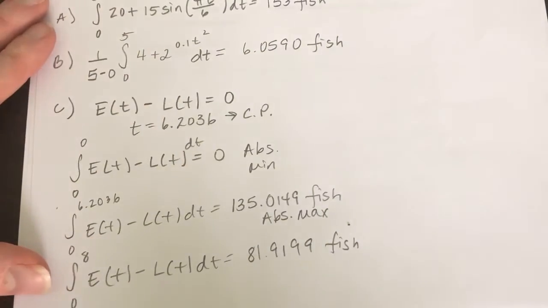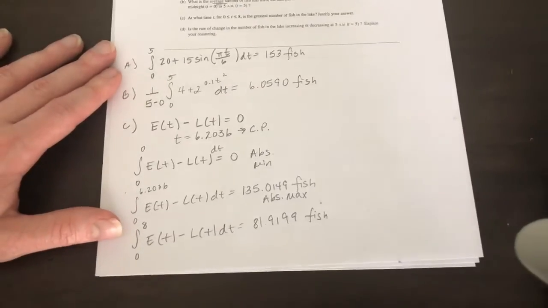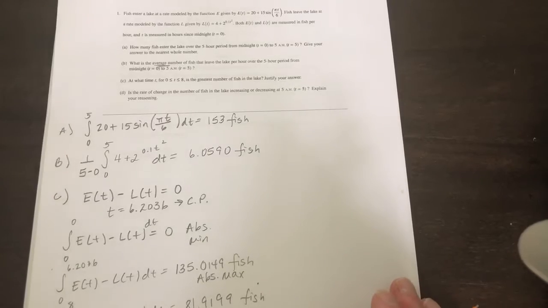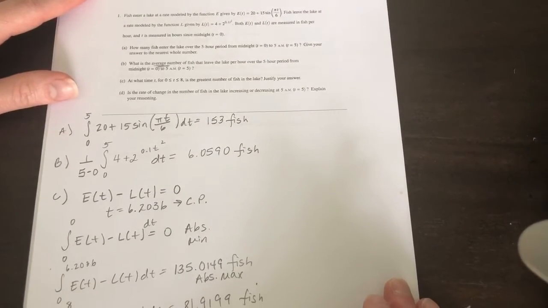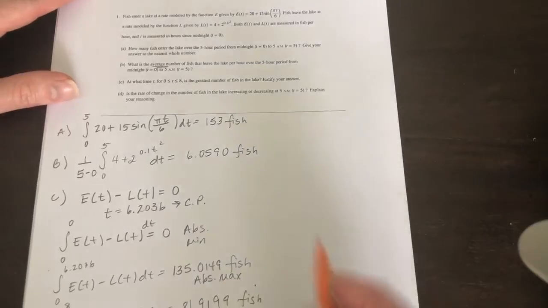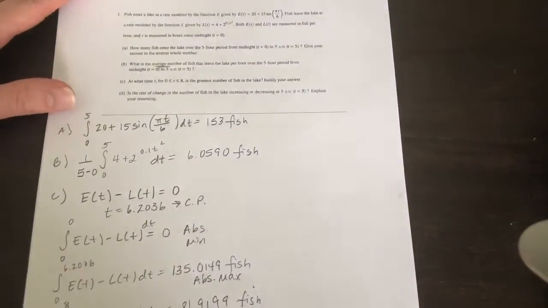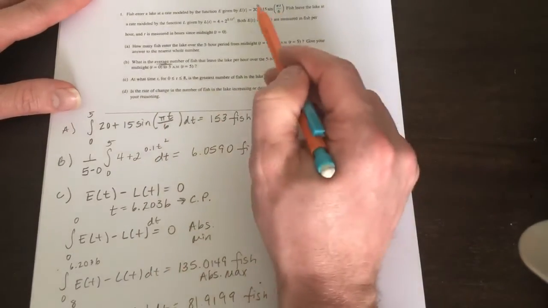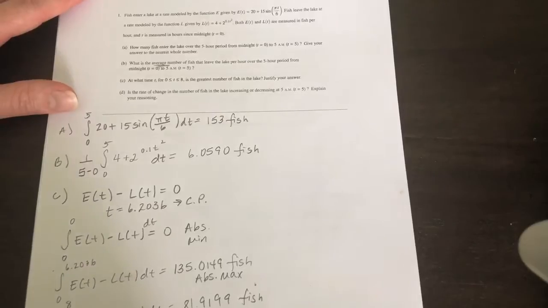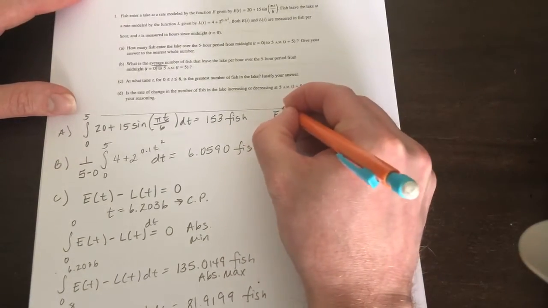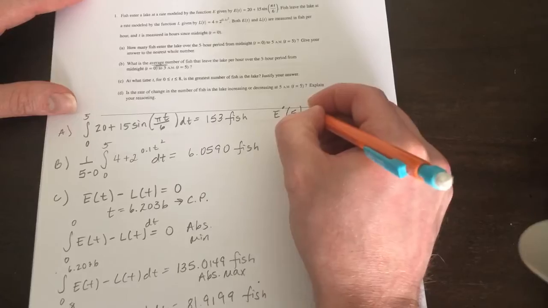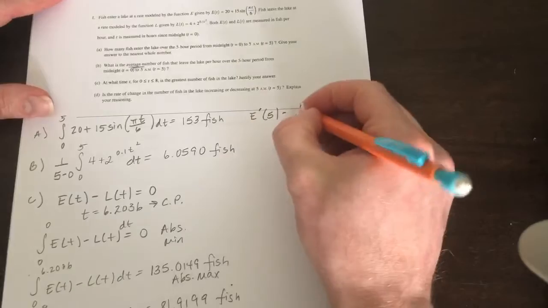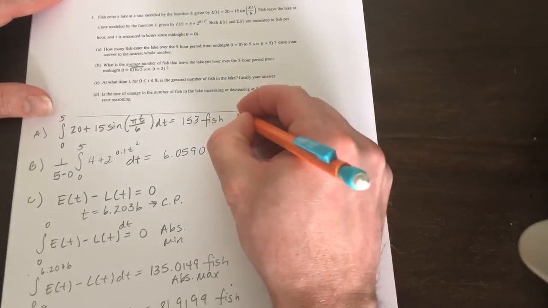Okay, and the last portion with the question part D. It says, is the rate of change in the number of fish in the lake increasing or decreasing at t is equal to 5? Okay, so as soon as I see the word increasing or decreasing, I'm taking a derivative. The rate of change in the number of fish is given by E of t and L of t because those are your derivatives. So I'm going to take the derivative of E prime of 5 minus L prime of 5. So this is part D.